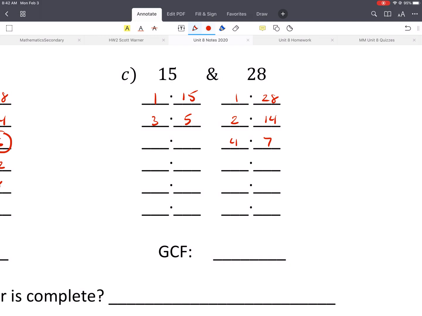And then we start at the highest, perhaps, 15. 15's not in both. 5's not in the other. 3's not in the other. So the greatest common factor would be 1.